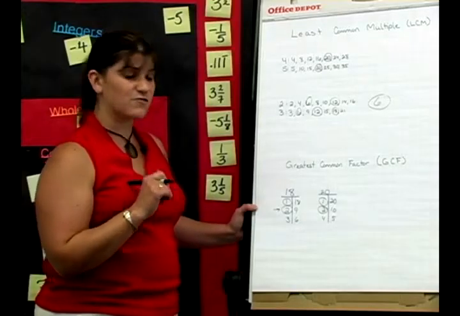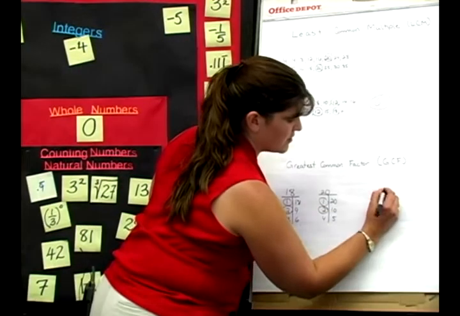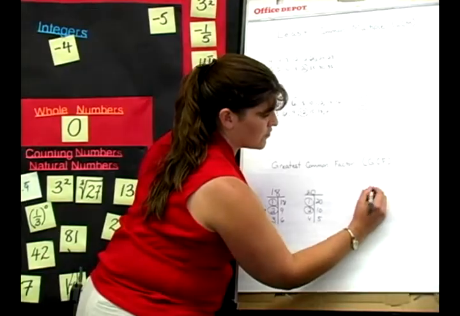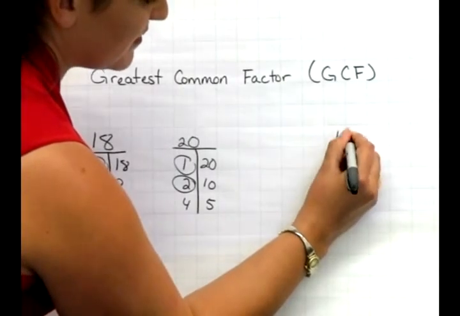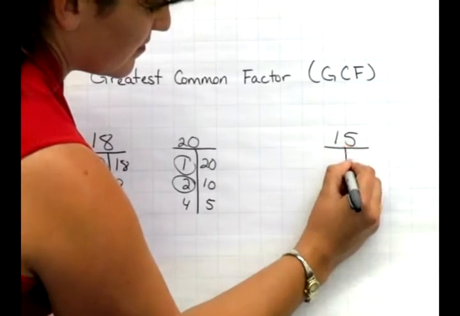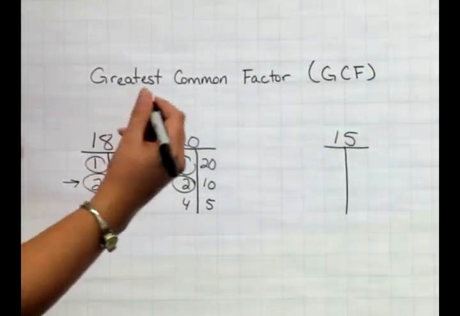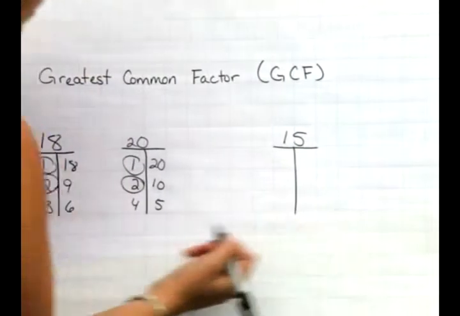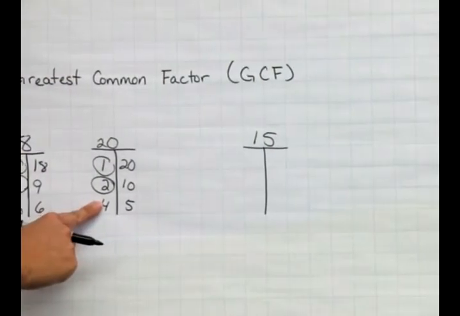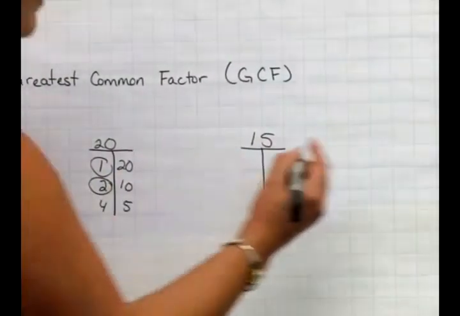Okay, we're going to do this for one more set of numbers. We're going to do this for the number 15 and the number, let's say 20. Well, I'm not going to do 20 actually because I've already done it. We'll say 25.